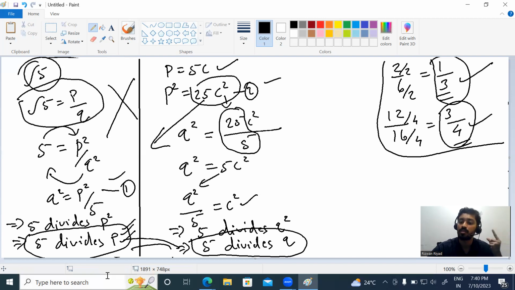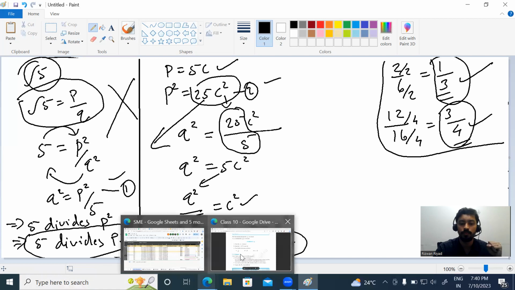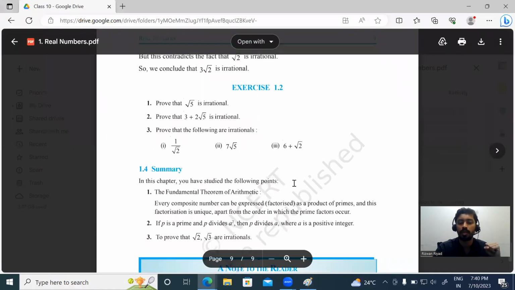Our assumption was that root 5 is rational. It is wrong. So the correct statement is root 5 is irrational. So in this way, by the method of contradiction, we can prove that root 5 is irrational. Hope this question is clear for you. Let's move to the next one.